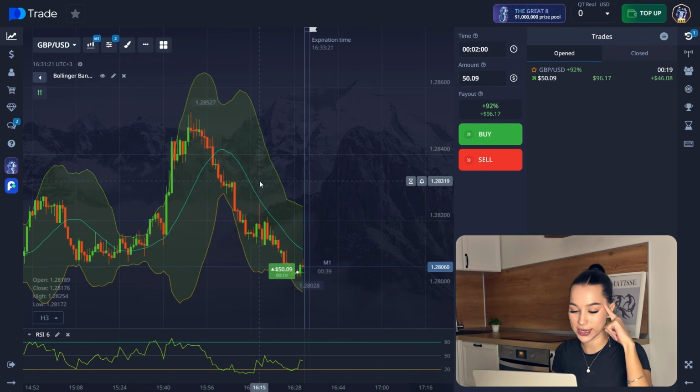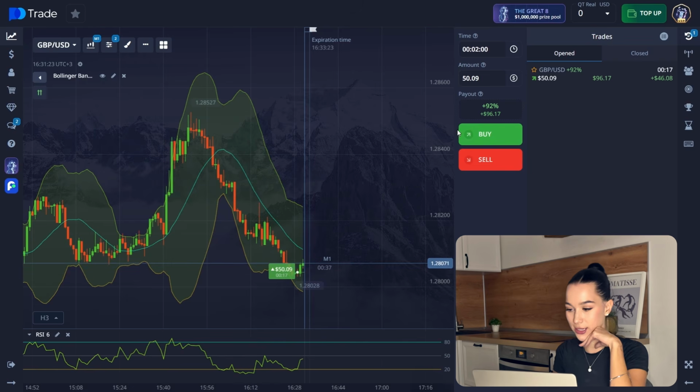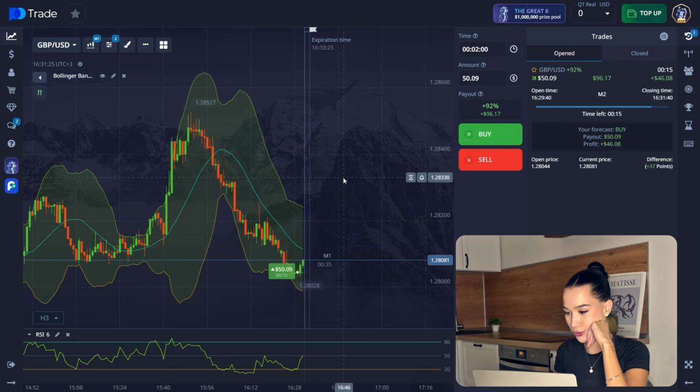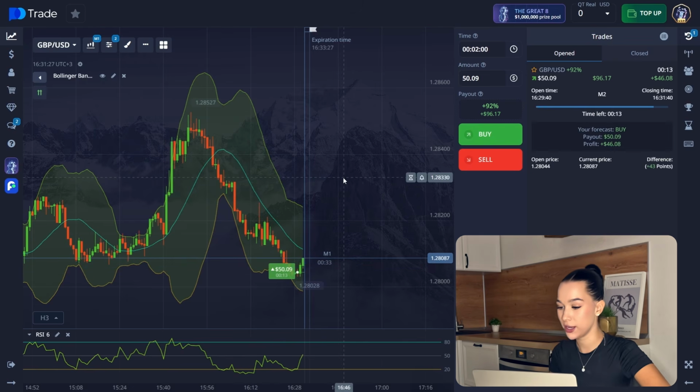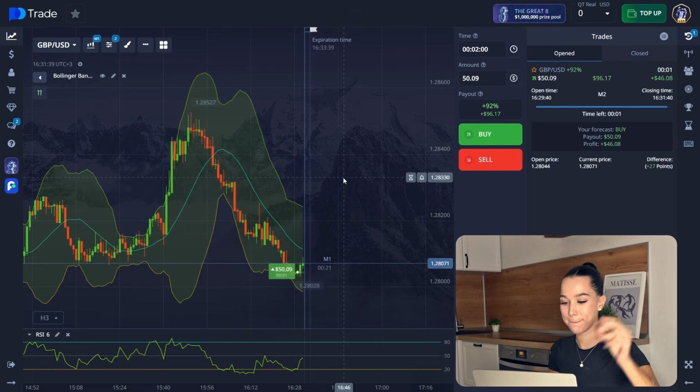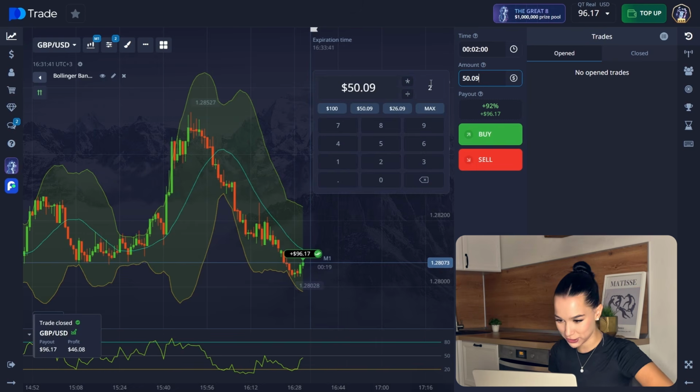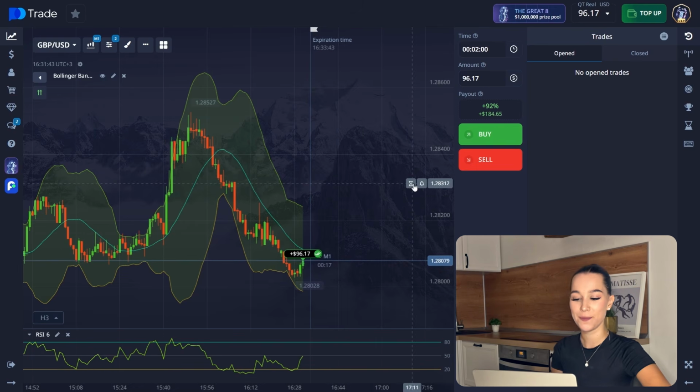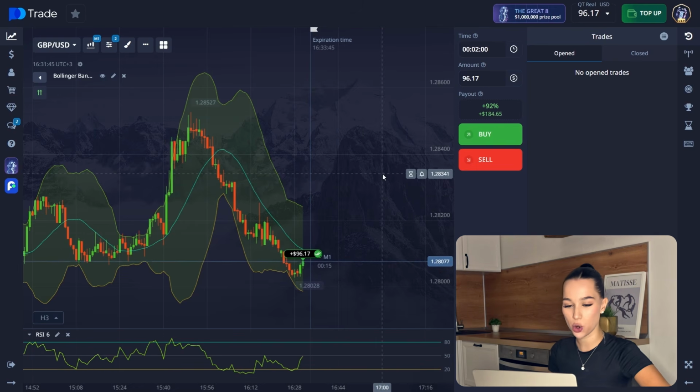So guys, it's 20 seconds till the end of the trade. Let's see. I'm really excited. I'm sure we're going to close it and we will have already $96 on our balance. Okay, it's 10 seconds. 9, 8, 7, 6, 5, 4, 3, 2, 1. Boom. We close this trade. We almost have $100.